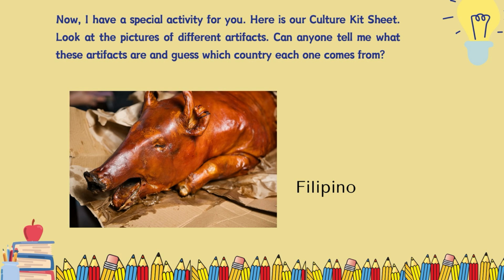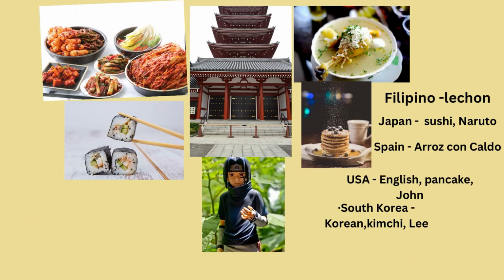Where they roast a pig? Very good. This is from the Philippines. For the Philippines, the artifacts that can be found are Filipino, lechon, and Hawaiian. For Japan, we have kanji, sushi, and Naruto. For Spain, we have Spanish, arroz caldo, and Maria. In the USA, we have English, pancake, and Indian. For South Korea, we have Korean, kimchi, and lee. These are the artifacts that can be found in the culture of those countries.